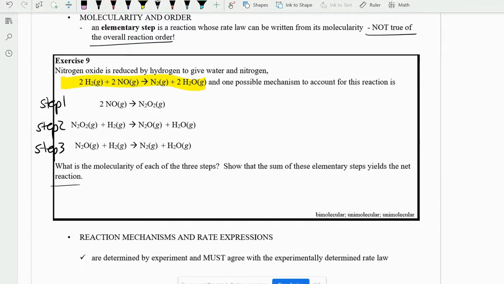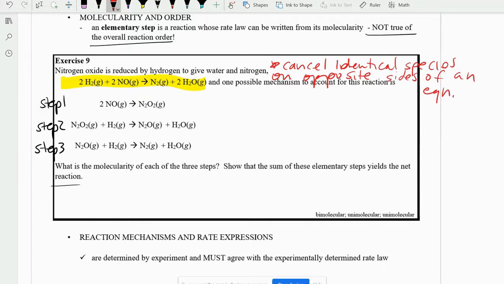So really quick, what you're going to notice here, and this is kind of how you do these problems. I'm going to make a note in red. You're going to need to, and you're going to see this a lot more in the next unit, cancel similar or identical species on opposite sides of an equation.